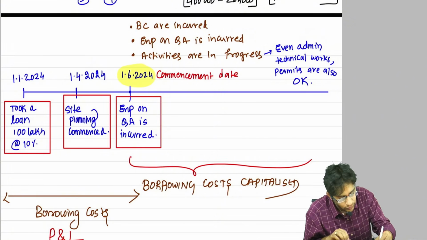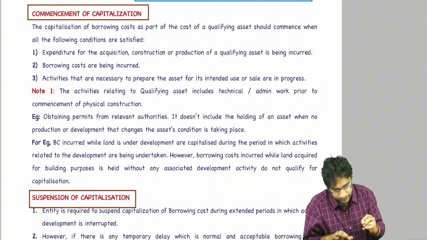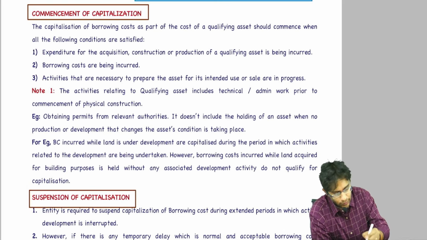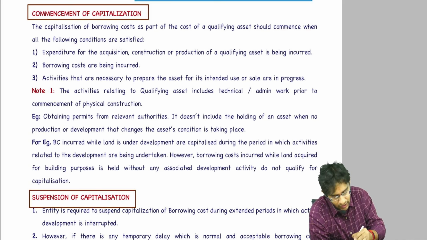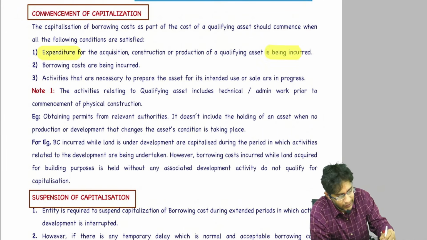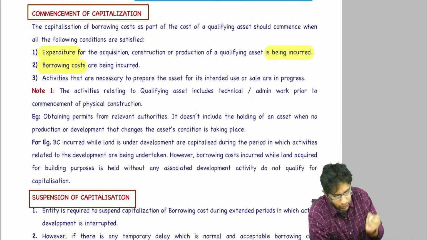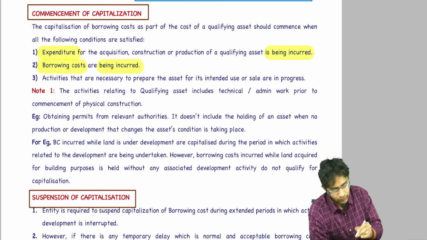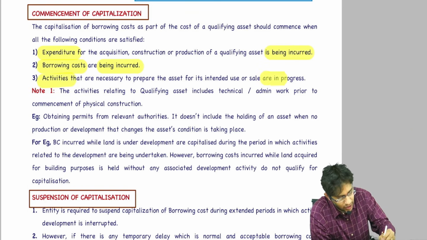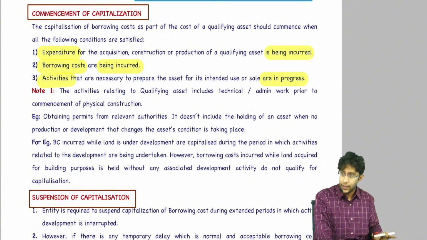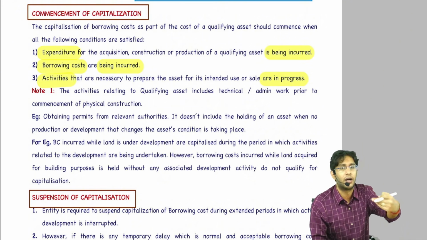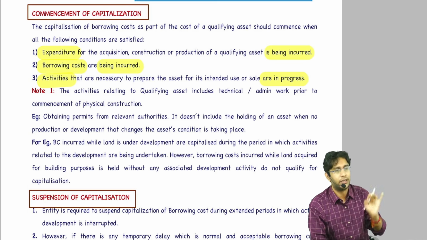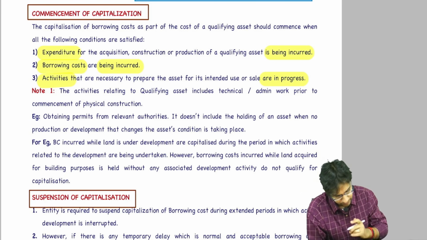So this is about your first concept, sir. The capitalization of borrowing cost should commence when the following conditions are satisfied. Expenditure is being incurred. Borrowing cost is being incurred. Activities are in progress. If you satisfy these 3 points, borrowing cost capitalization will start. The starting point is called commencement. Clear?